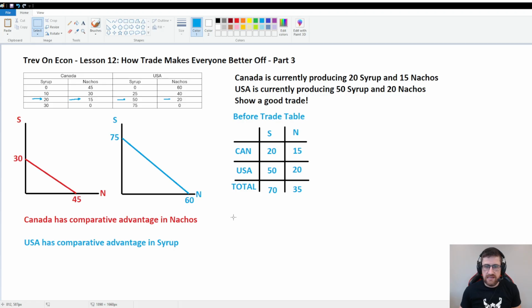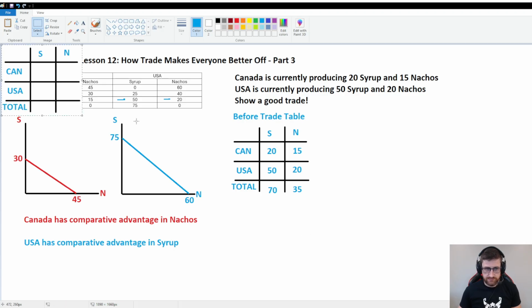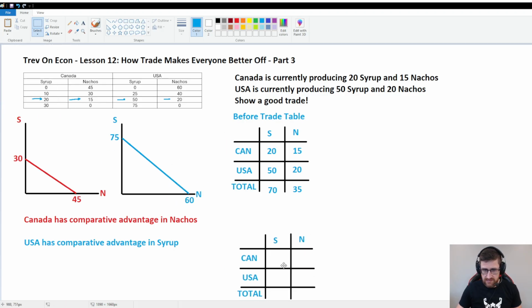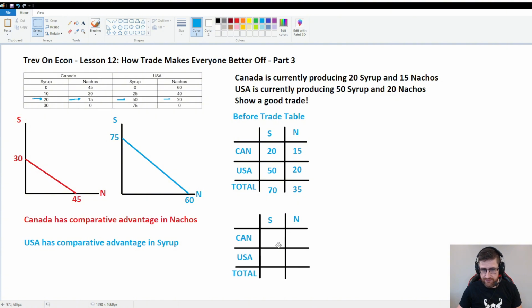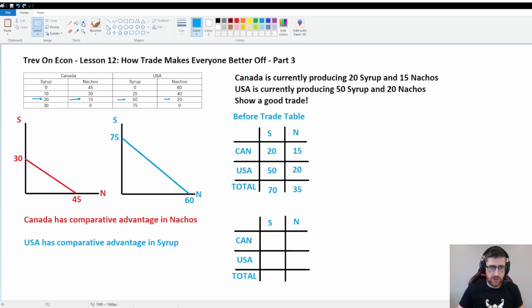Now, the second table is also fairly straightforward, thankfully. This table is going to be our specialization table.